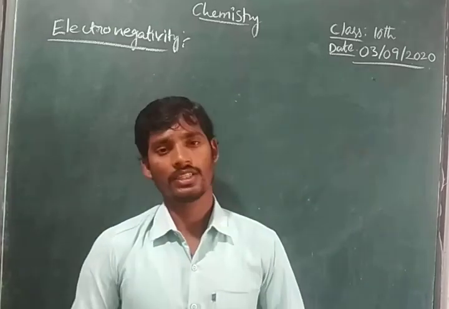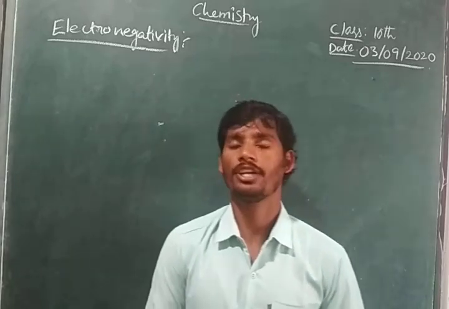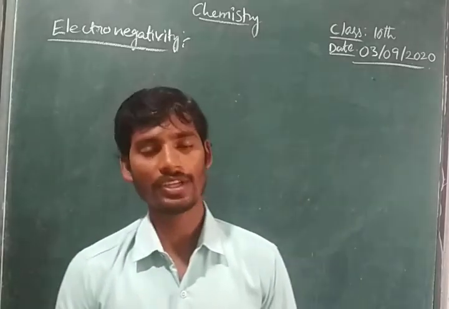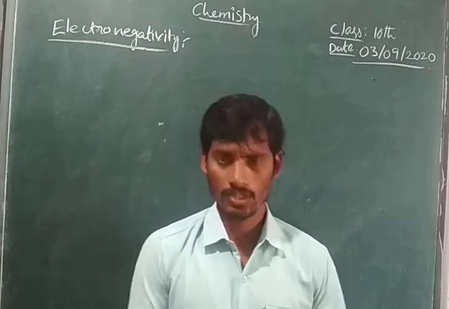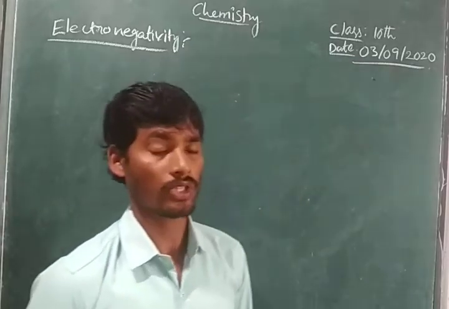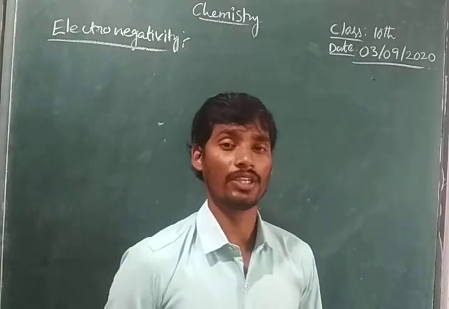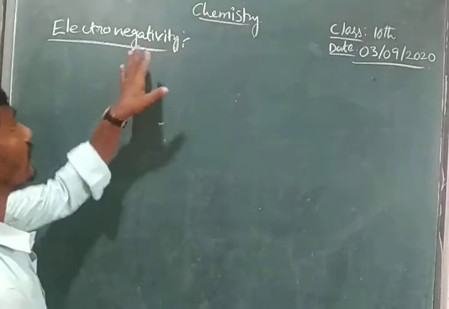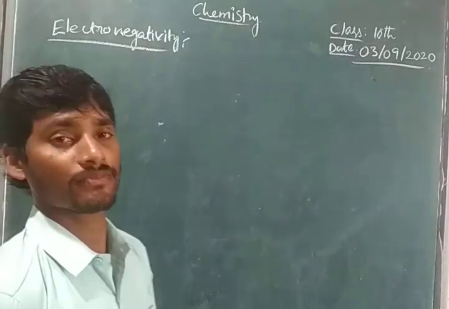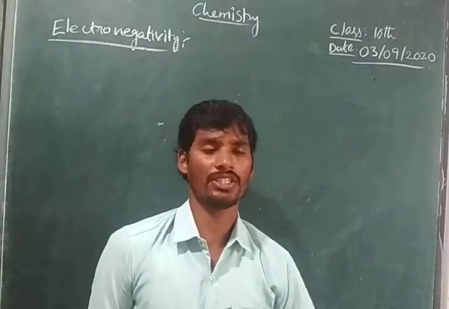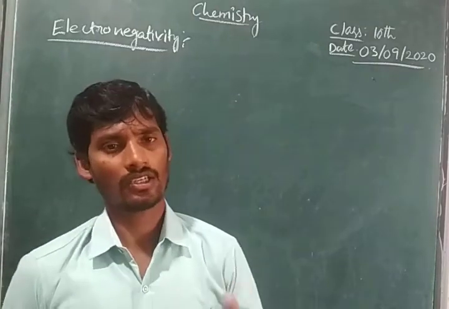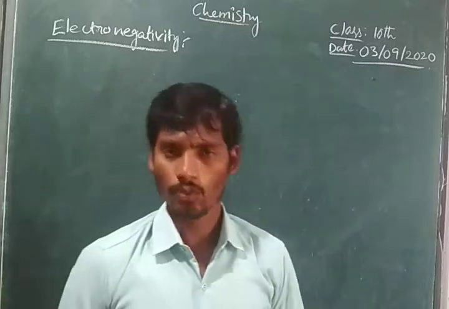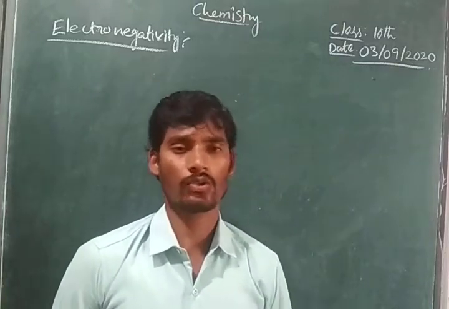In the last class, we discussed one of the periodic properties, that is the electron affinity. Right children? So today we are going to discuss another very important periodic property, that is electronegativity. What children? Electronegativity. See here, what is meant by electronegativity?